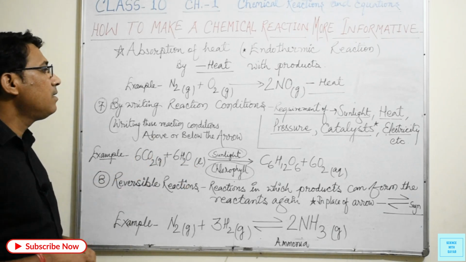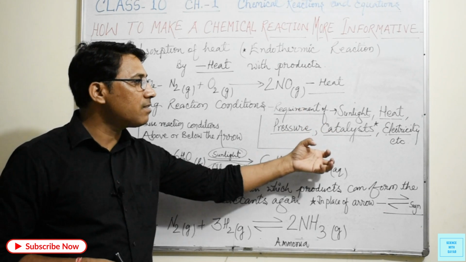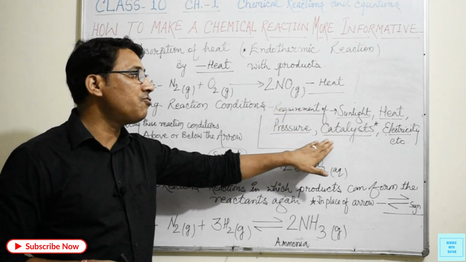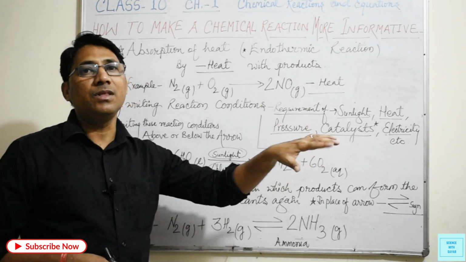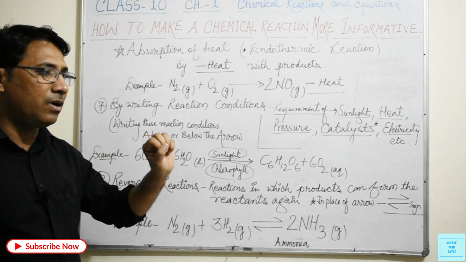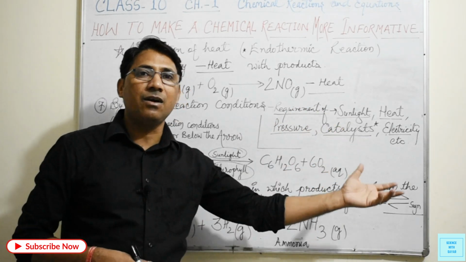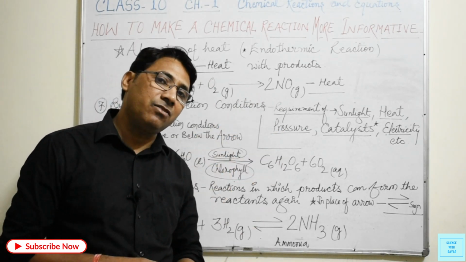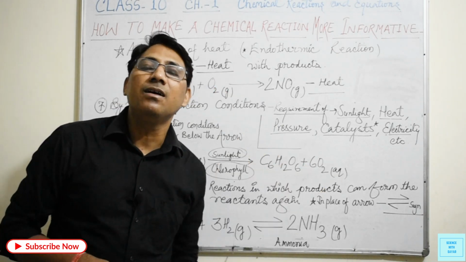If these requirements or conditions of the reactions are needed, we write them below or above the arrow that we put between the reactants and products. So we write these things: sunlight, heat, pressure, catalyst, electricity, etc., which are the specific conditions needed to complete a chemical reaction. We write them above or below the arrow in the chemical equation.